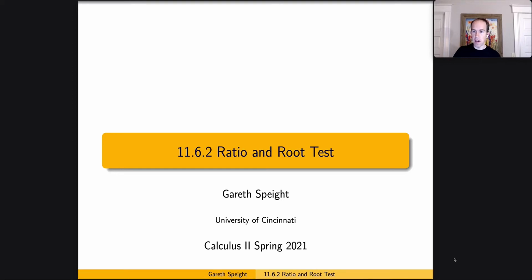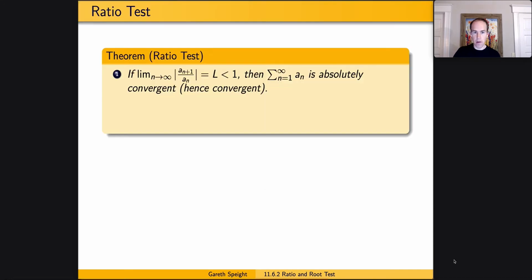Everybody, welcome to this video looking at the ratio and root test. So these are going to be two more tests for convergence or divergence of series. And these are especially useful if we have series whose terms look like, say, powers or factorials or roots or things like that. So let's see how it works.